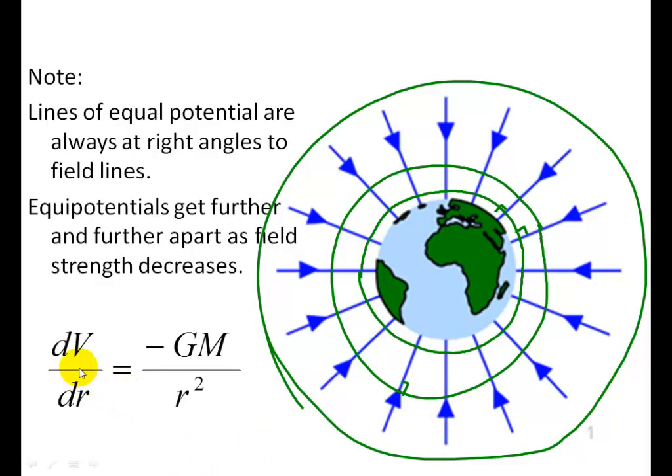So remember also that dV over dr, which is the gravitational potential gradient, is equal to minus GM over r squared, which is the gravitational field strength. So a high gradient here means a high field strength. A weak gradient here means a weak field strength.